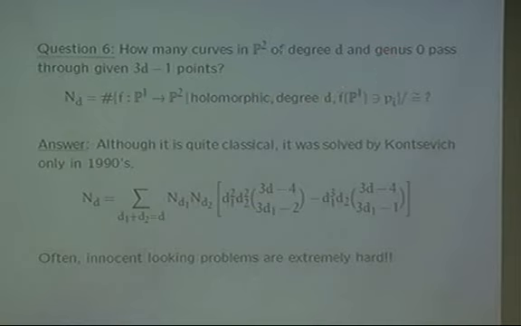So let's count the number of degree d curves of genus 0 that pass through the given 3d minus 1 points. When d is equal to 1, you have 2 points. When d is equal to 2, you have 5 points. This is a natural generalization of the previous 2 questions, right? More precisely, what we want to calculate is this. You want to calculate the number of holomorphic maps from P1 to P2 of degree d, and the image of this holomorphic map should pass through 3d minus 1 given points. And we mod out by some isomorphism classes.